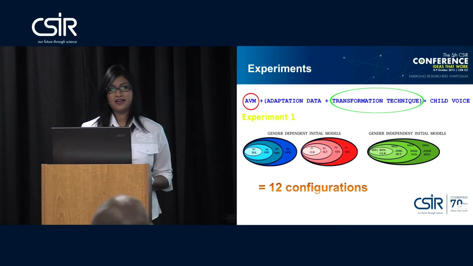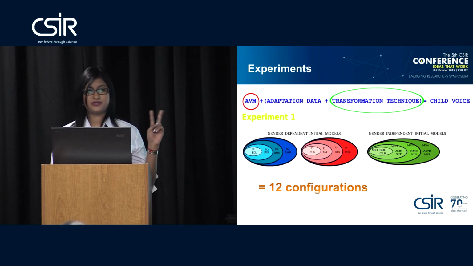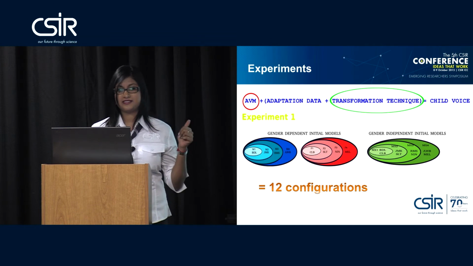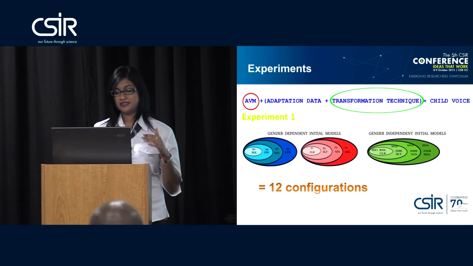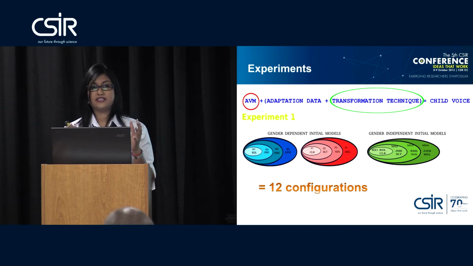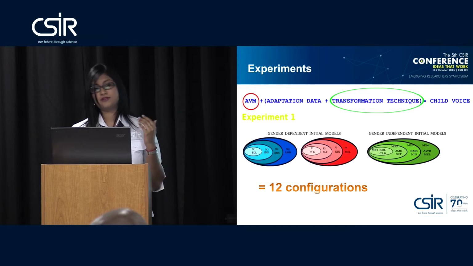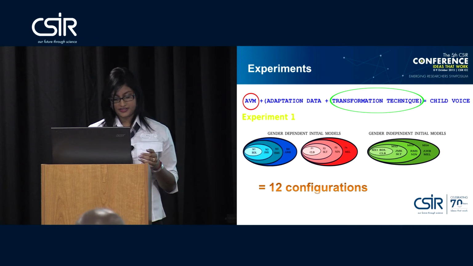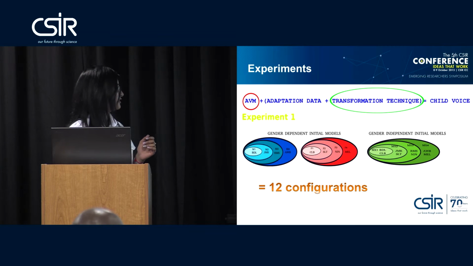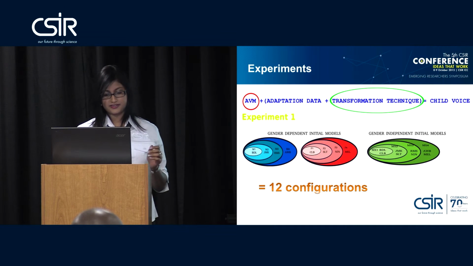Okay, so in this study, as you could see from the adaptation process, there's two important things in this process. It's the average voice model and the transformation technique. So the next step was to determine which combination of techniques gives us the most natural and intelligible speech. So for our first experiment, we then played around with the different initial model configurations. So we built different initial models using only our male speakers and then female speakers and a combination of male and female speakers, which gives us 12 different configurations.